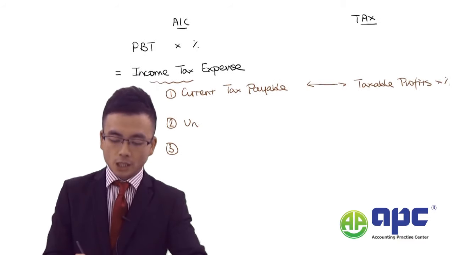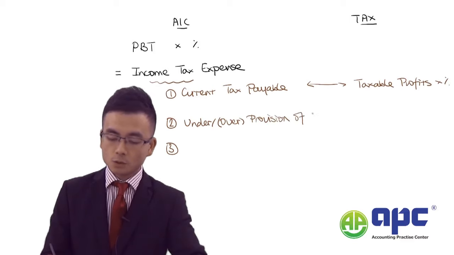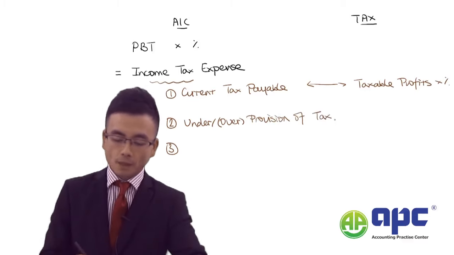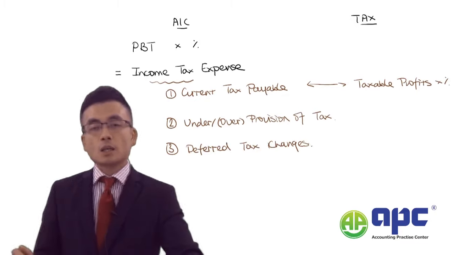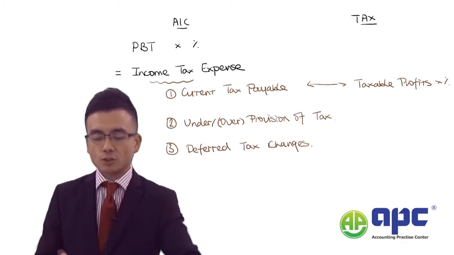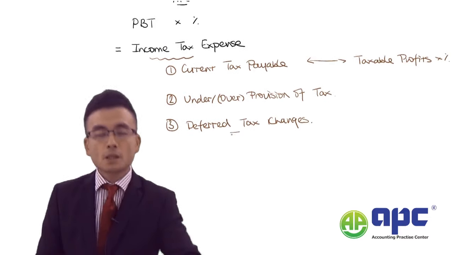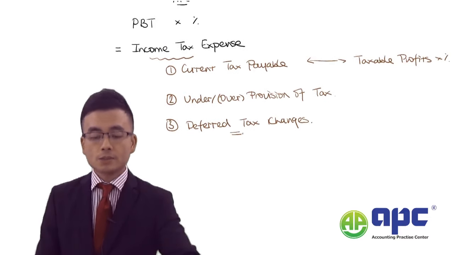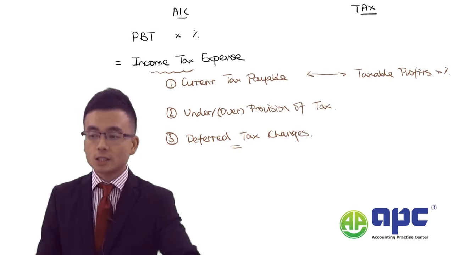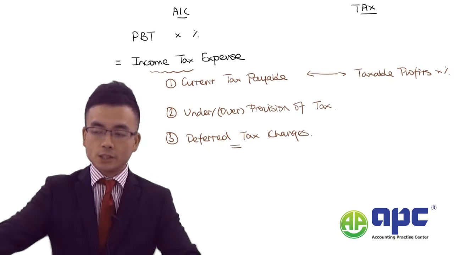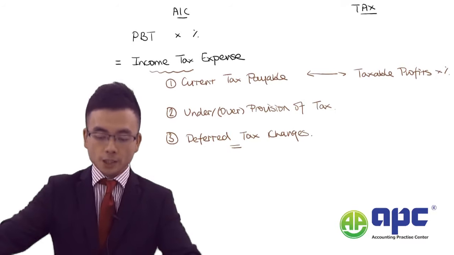Second, we account for the under or over provision of income tax expense, which means related to last year's account. Third, it also includes the deferred tax changes as a result of it. And deferred tax changes, this is what I'm going to be looking at, is the difference in requirements from the accounting and tax. And that's why we'll be looking at it very, very carefully.